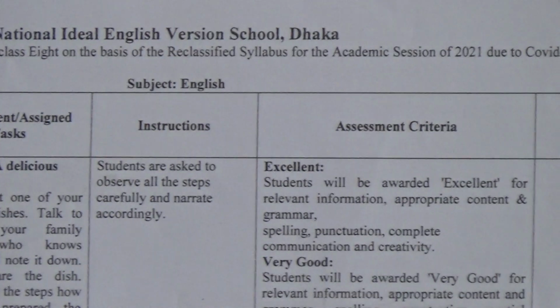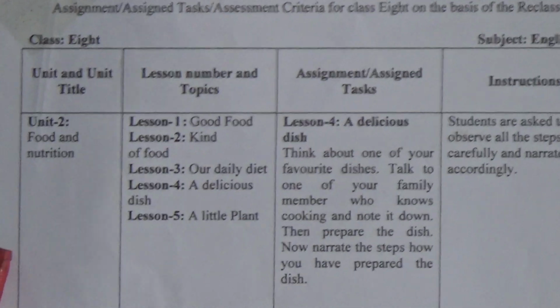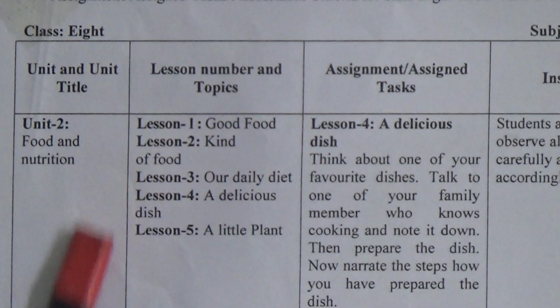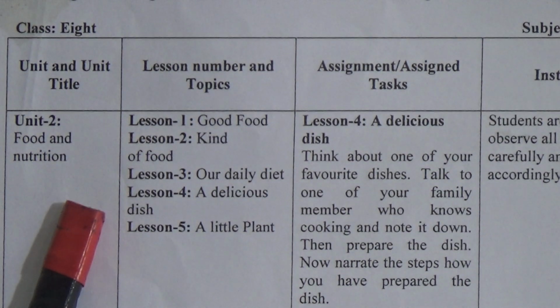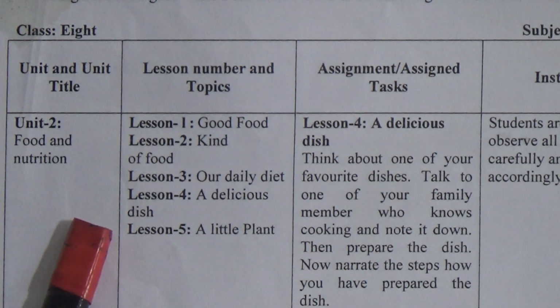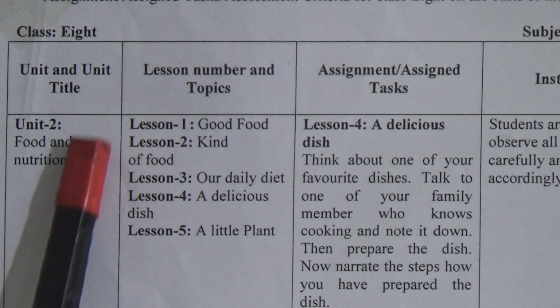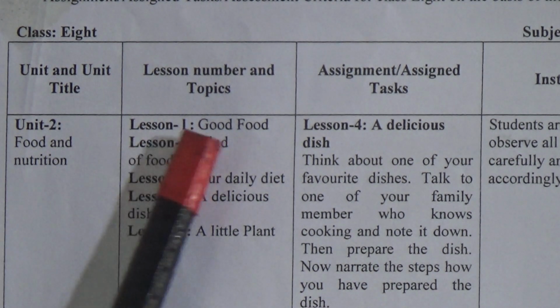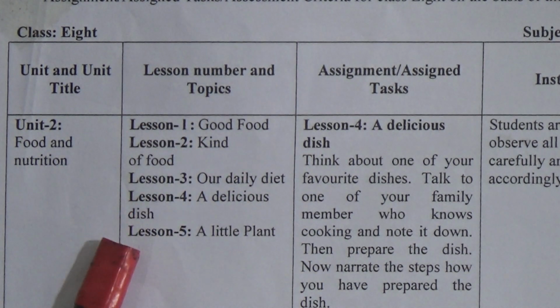So my dear students, this is your English Assignment 3 unit and unit title, Unit 2 Food and Nutrition. Okay, lesson number and topics. Lesson 1 Good Food, lesson 2 Kind of Food, lesson 3 Our Daily Diet, lesson 4 Our Delicious Dish, lesson 5 Our Little Plant. In your assignment copy cover page, you will just write the topics: Good Food, Kind of Food, Our Daily Diet, Our Delicious Dish, Our Little Plant.